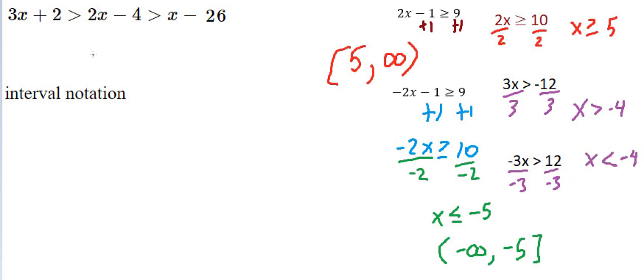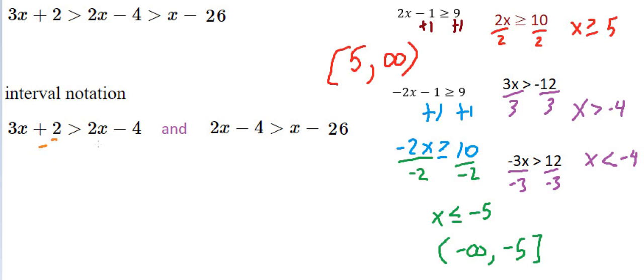For this top left inequality, we have to break this up into two inequalities. And then we would just solve this like normal. There's two inequalities, so the one here on the left, I'm going to subtract 2 first on both sides. That would give us 3x is greater than 2x minus 6. Then we would subtract 2x on both sides, and that would give us 1x, or just x is greater than negative 6.